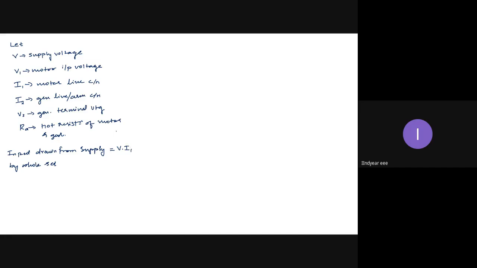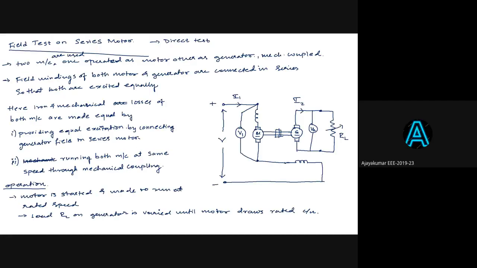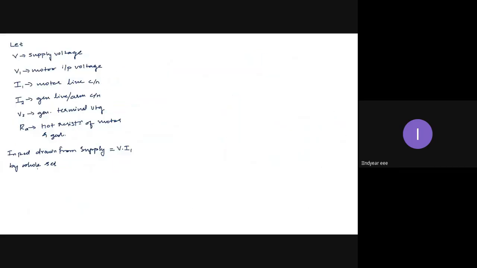Okay, then what is the output? The grand output of the set is the output of the generator. Input is electrical, output is also electrical because it is an MG set. So the output power developed by the set is equal to V2 into I2.